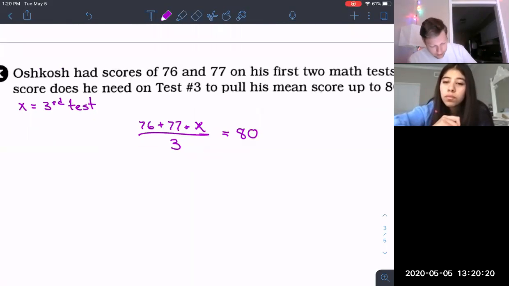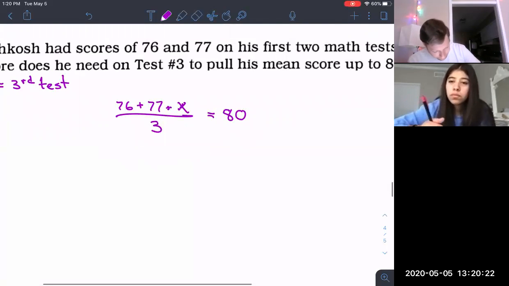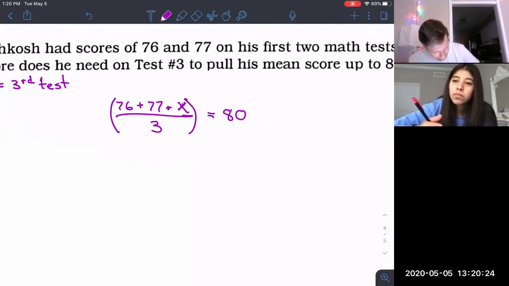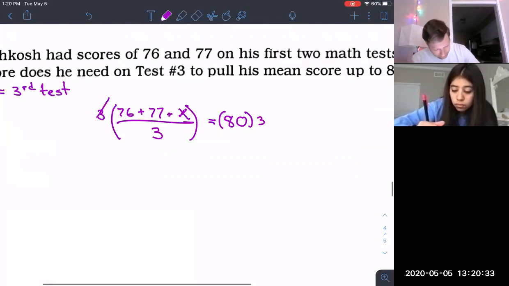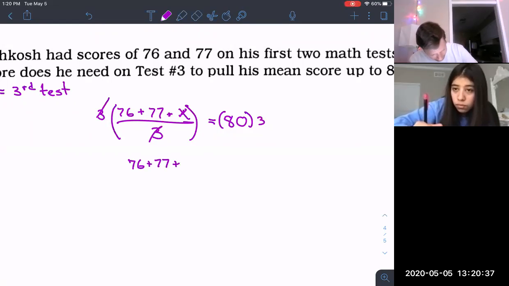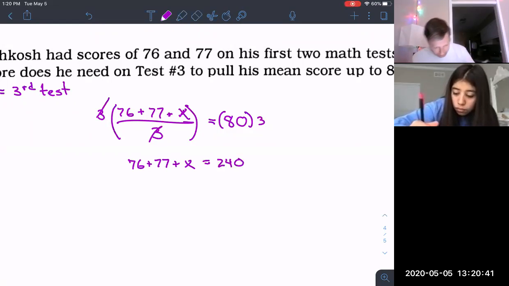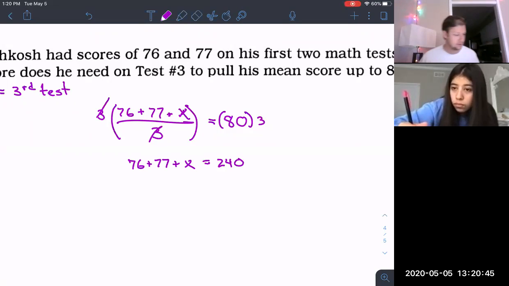All right, so if we're going to solve this for X, then first we got to get rid of that division by 3. So we're going to multiply both sides by 3. All right, and that'll cancel out the division by 3 over here. We get 76 plus 77 plus X equals, and then 80 times 3 is 240. Okay, so what do you think we do next to solve this?